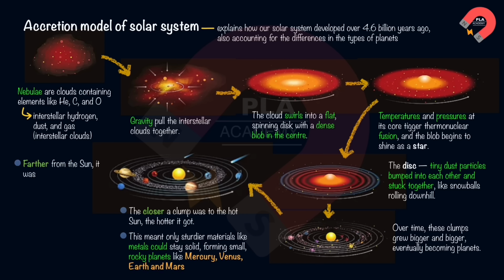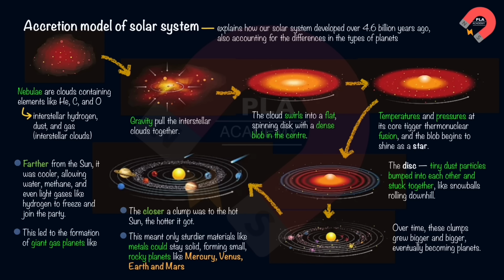Farther from the Sun, it was cooler, allowing water, methane, and even light gases like hydrogen to freeze and join the party. This led to the formation of giant gas planets like Jupiter, Saturn, Uranus and Neptune.